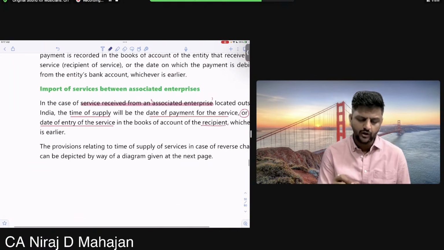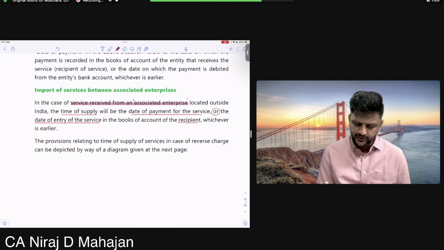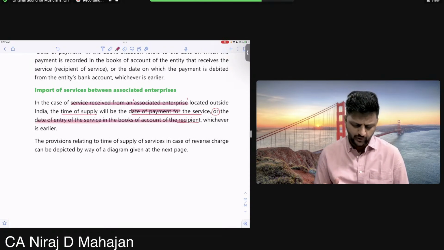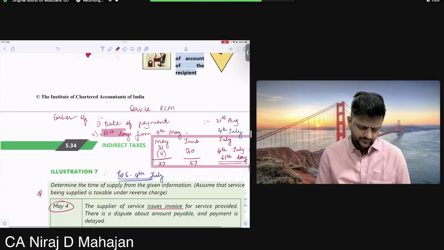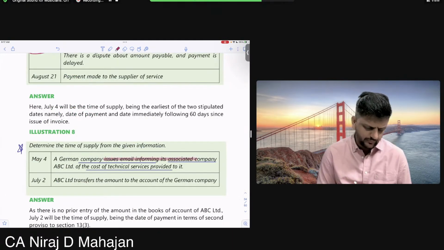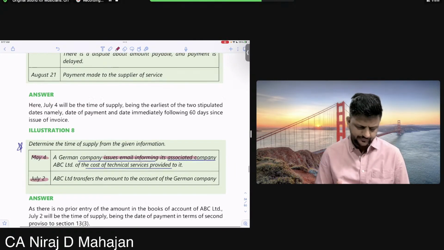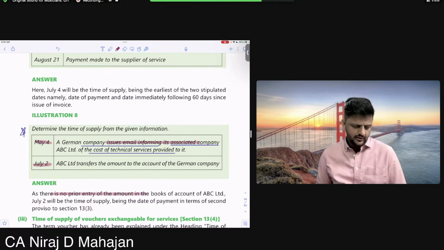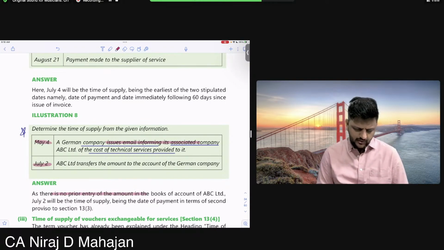It is what? Earlier of date of payment, or date of entry of service in the books of accounts of the recipient. So date of payment or date of entry. So here they made an entry on 4th May. So July is 2nd. Check. There is no prior entry of the amount in the books of accounts of ABC, 2nd July will be taken as time of supply, being the date.